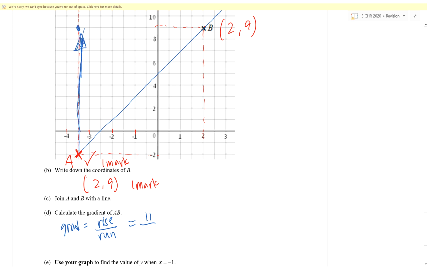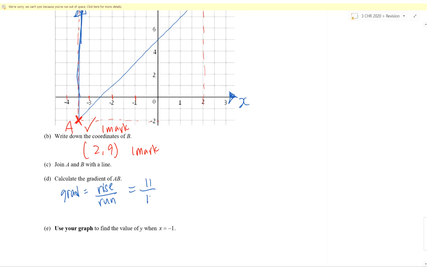Now the run. After I rise to this point, I need to run to B. Do I run left or run right? I run to the right. Is the right positive? Yes. Over here, we always take the right as positive. To the left will be negative. So now we run to the right. Let's count how many units. 1, 2, 3, 4, 5, 6, 7, 8, 9, 10, 11 again. It is again 11. So 11 over 11 gives us 1. So the gradient is just 1.